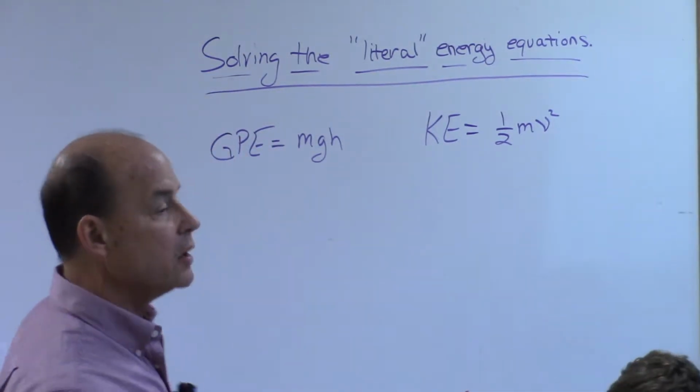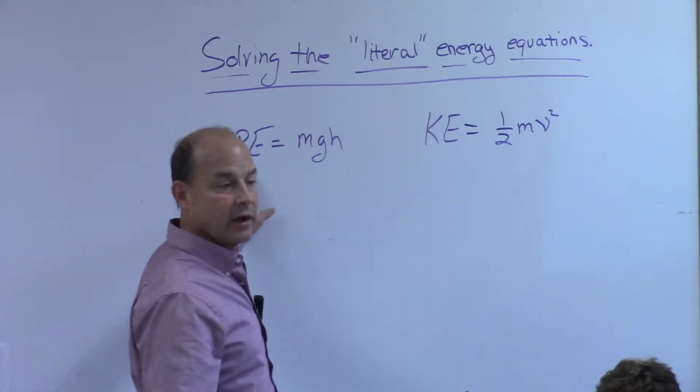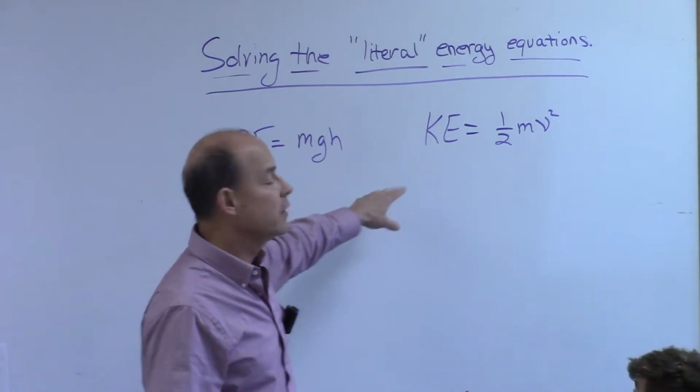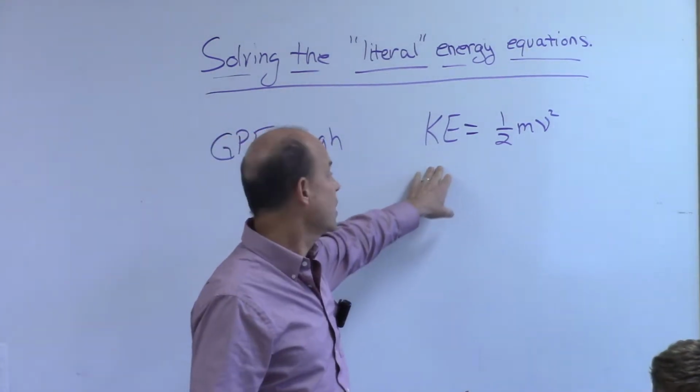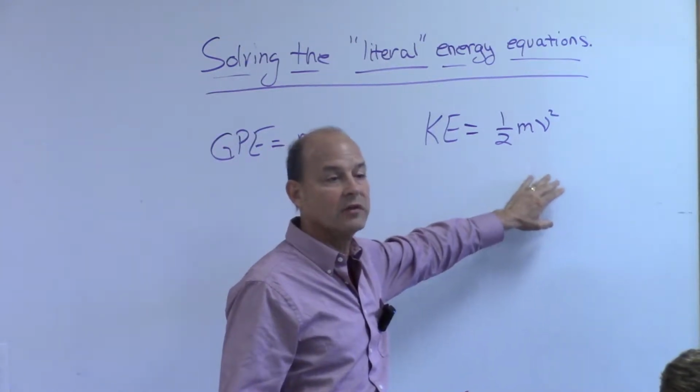We have already worked some problems where we're calculating the gravitational potential energy, and all we do is simply multiply the mass times the acceleration of gravity times the height. We've solved some kinetic energy problems where we multiply 0.5 times the mass times the velocity squared.